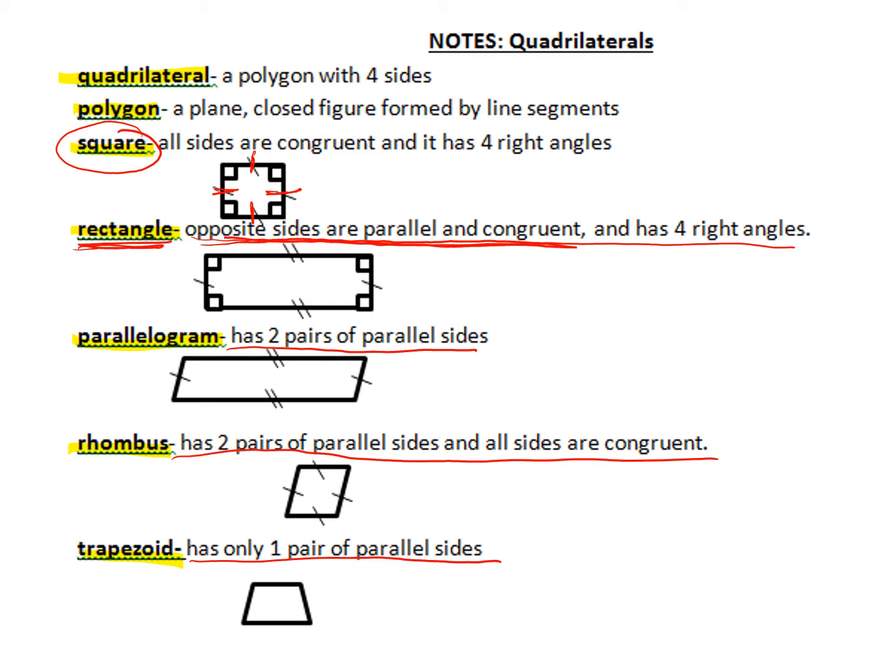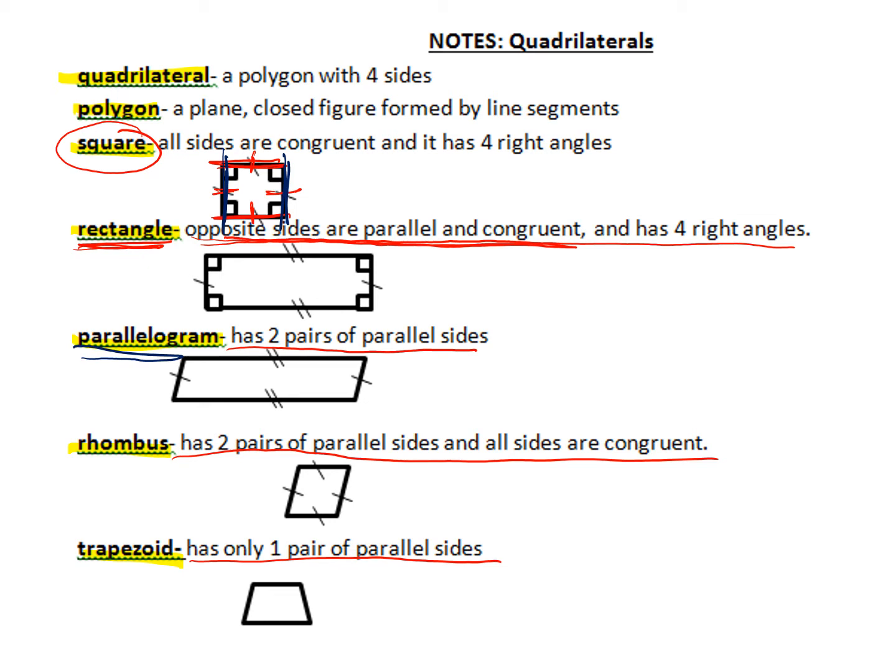Well, is a square possibly a parallelogram? A parallelogram just has to have two pairs of parallel sides. Does this square have two pair of parallel sides? And the answer to that question is yes. So then the square is also a parallelogram.